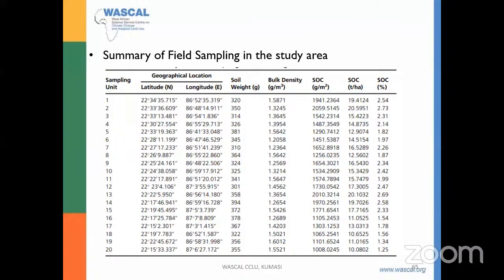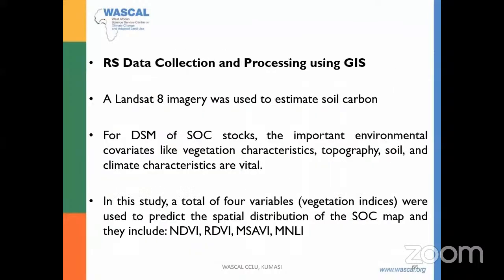This data will now be plotted in any of the GIS applications, as I've mentioned. But in this study, the R programming language was also used. Remote sensing data leveraged on Landsat imaging was used to estimate the soil organic carbon. So for digital soil mapping, these environmental variables are important. In this study, only vegetation characteristics were used, but we can incorporate topography, soil type, and climate characteristics in such studies.